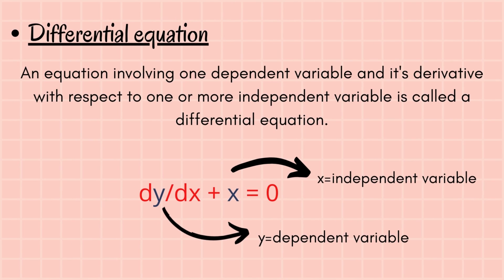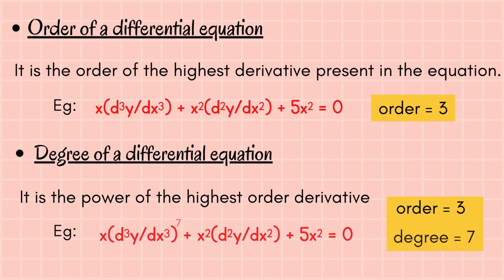So let us first understand what is a differential equation. As you can see over here, dy by dx plus x is equal to 0 is the standard form of a differential equation where y is the dependent variable and x is the independent variable. So basically, an equation having one dependent variable and its derivative with respect to one or more independent variables is called a differential equation. Now let us first get familiar with the order and degree of a differential equation.